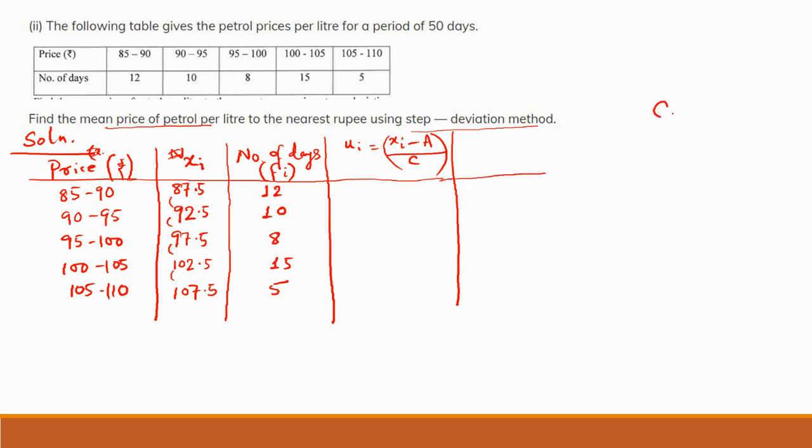So c is here the class width. You see 85 and 90, this class width is 5, 5, 5, 5. So class width should be 5. And this is xi minus a by c. A is the assumed mean here.